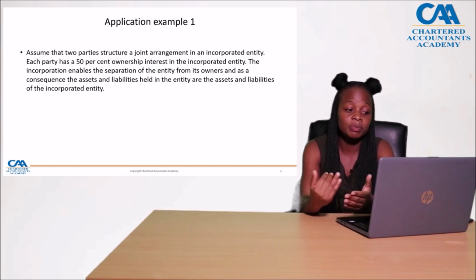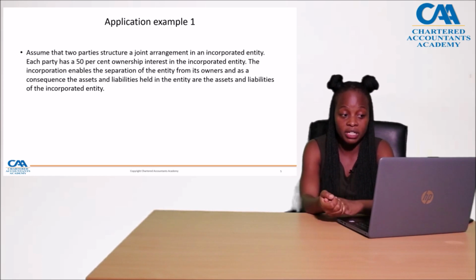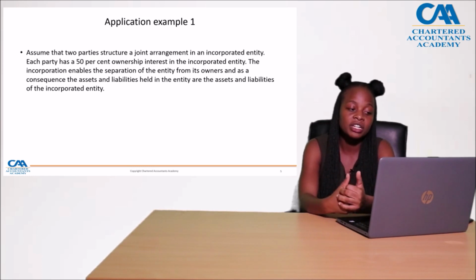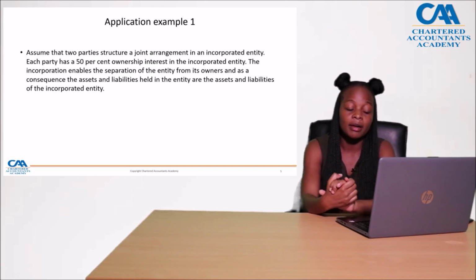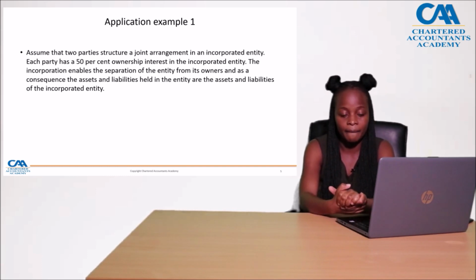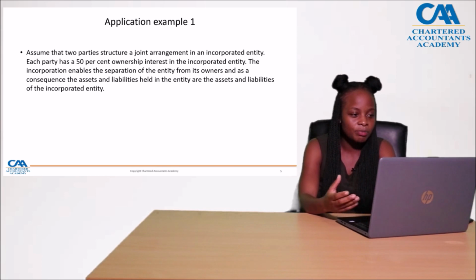So each party has a 50% ownership interest in the incorporated entity, and the incorporation enables the separation of the entity from its owners. As a consequence, the assets and liabilities held in the entity are the assets and liabilities of the incorporated entity. Okay, so now we need to make an assessment.